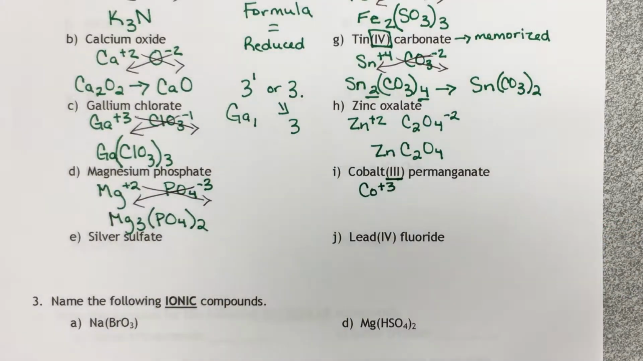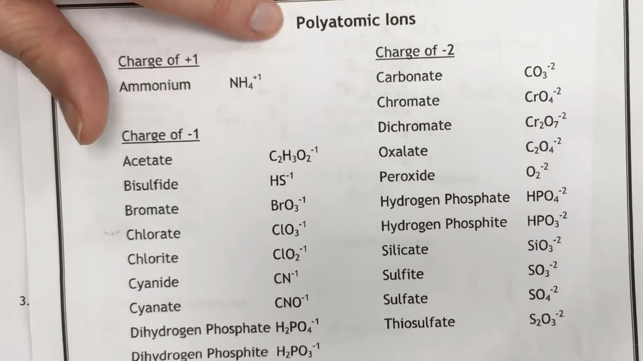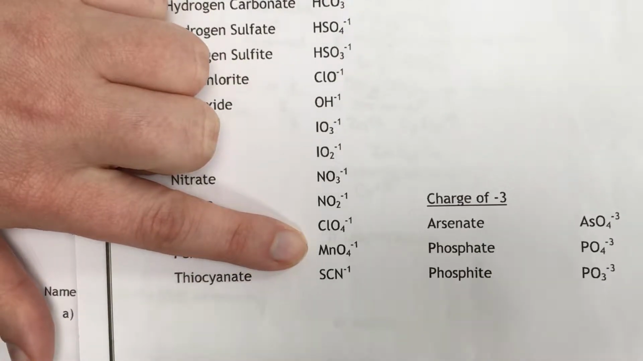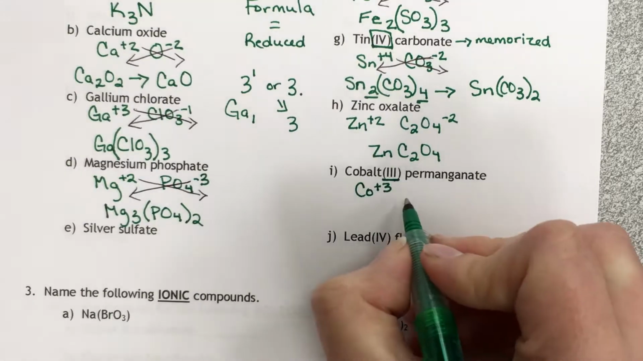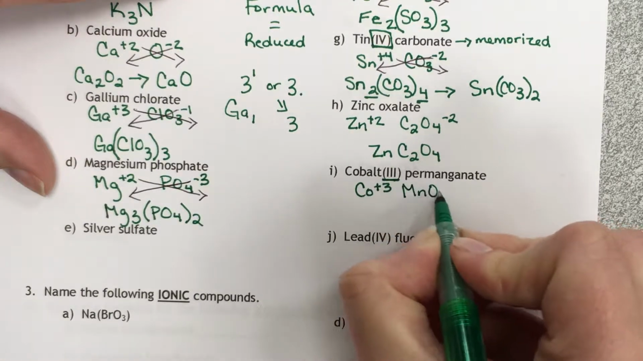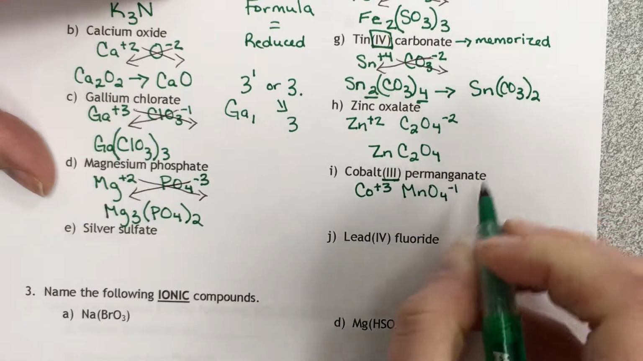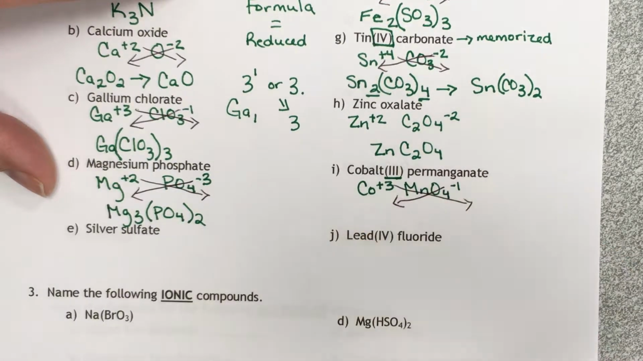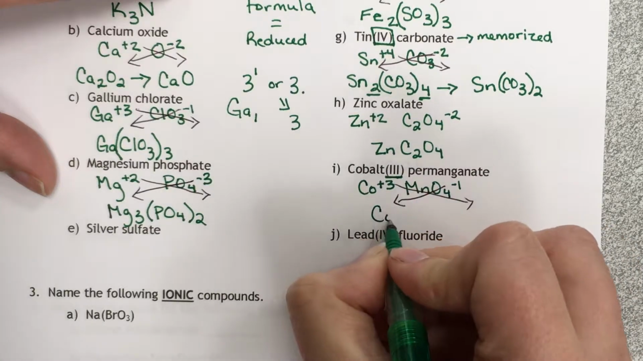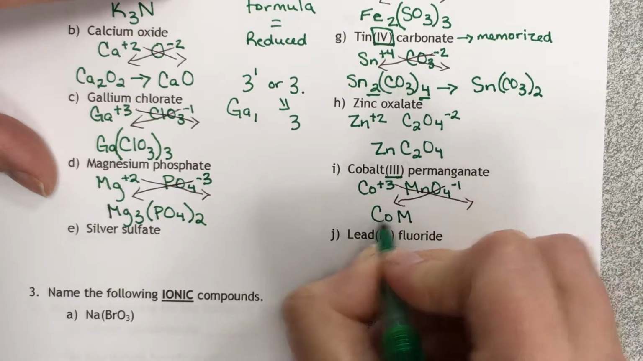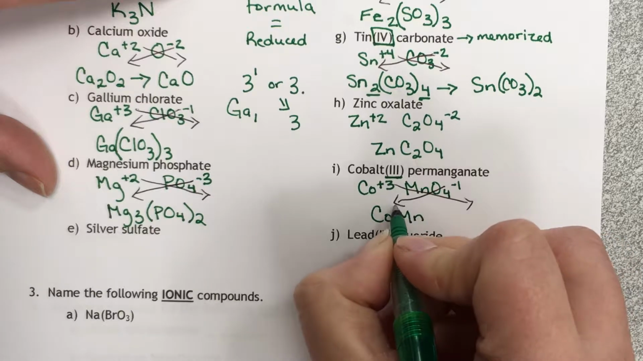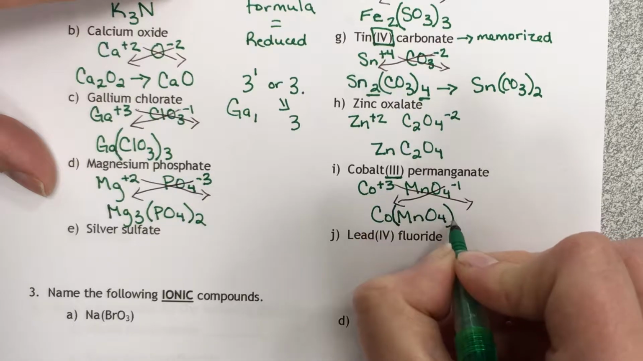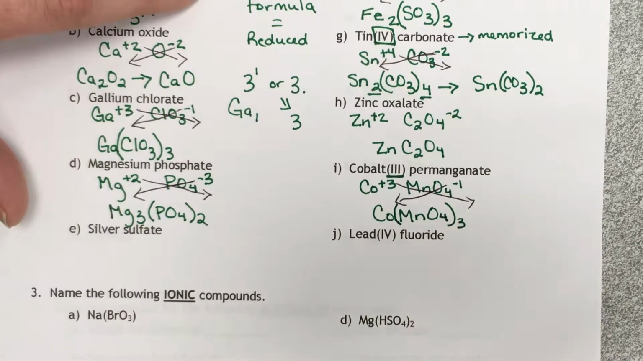Permanganate, that's not on the periodic table, but it's on your polyatomic ions list. Permanganate is down here. It's MnO4 minus 1. So I'm going to write MnO4 minus 1. Then we're going to do our cross method and be done with it. So we have Co, we have the 1, so we don't write it. Mn, we're going to have more than one, so MnO4, and we have a subscript of 3. Okay.